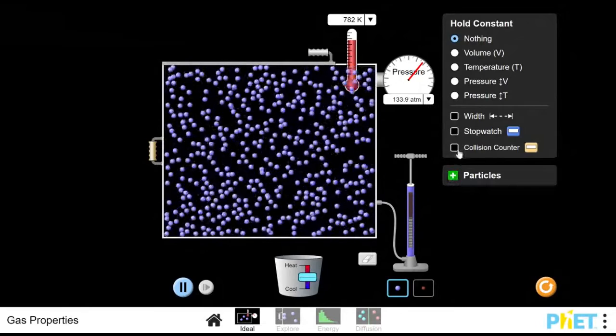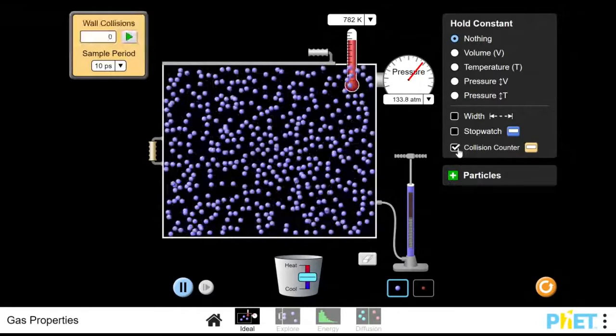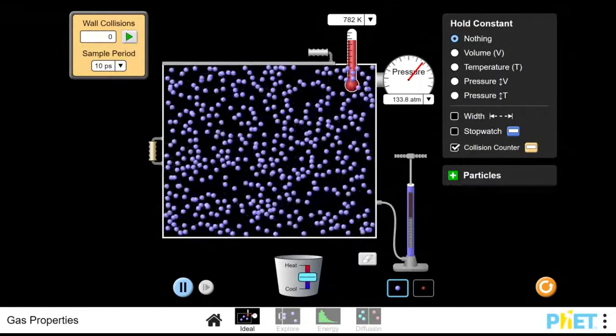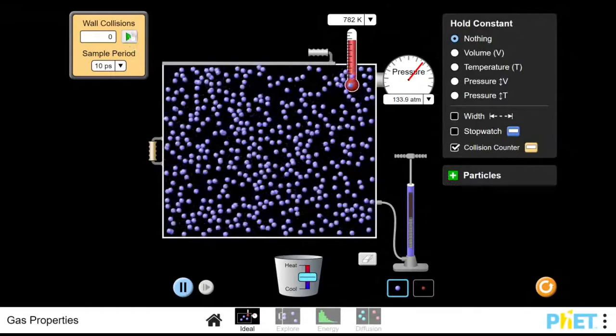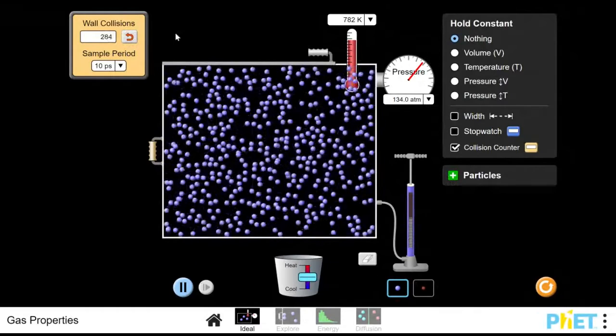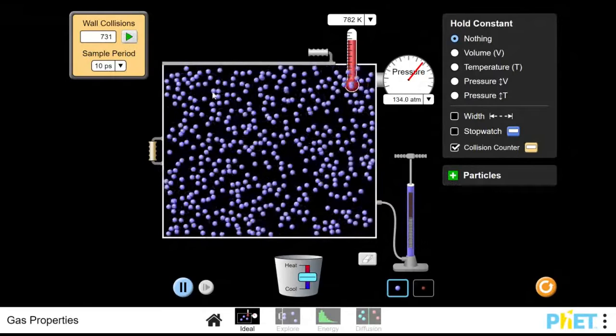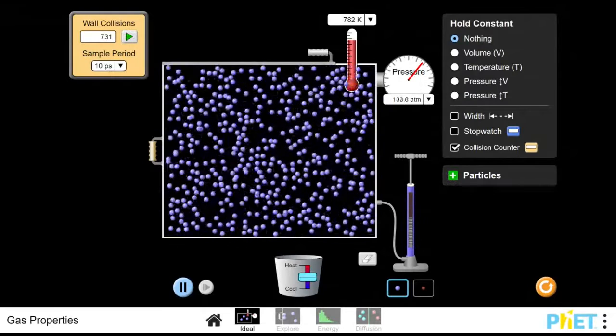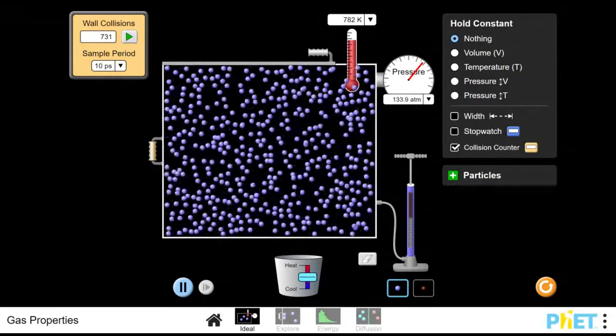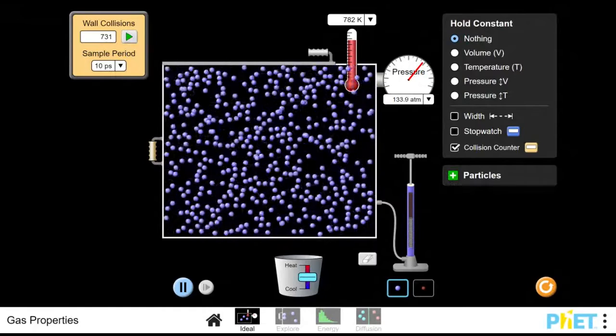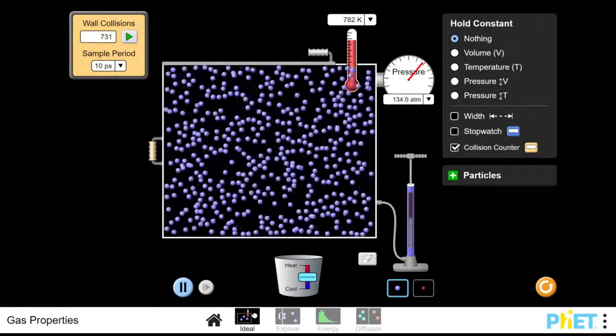Okay, and just for my own curiosity, I'm gonna put up this collisions counter. Hit play. Look how many collisions we're getting here. Okay, so in that sample period of 10 picoseconds, I had 731 collisions.